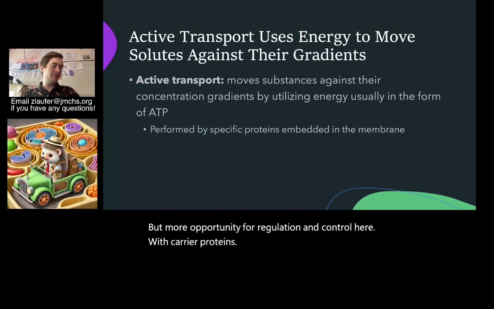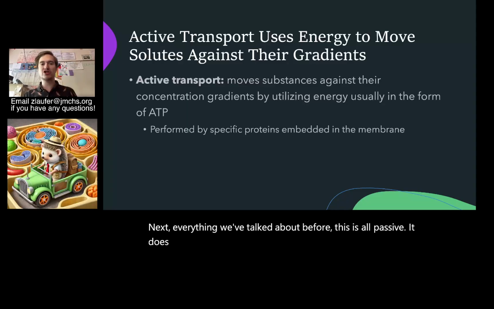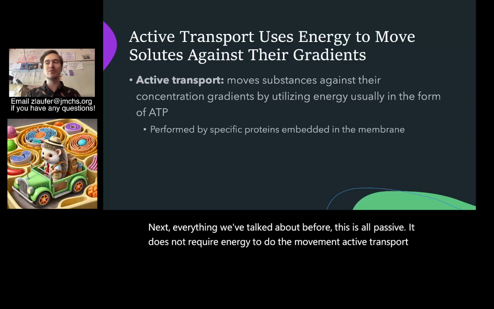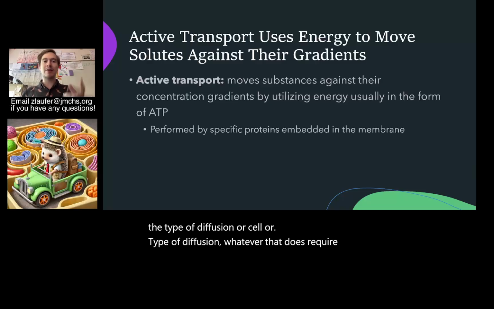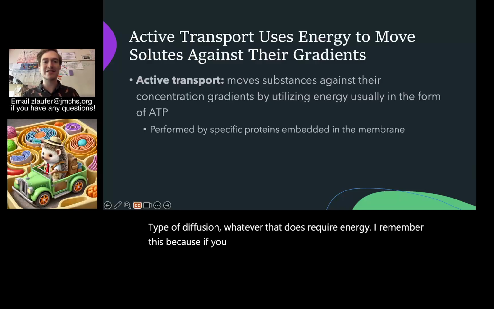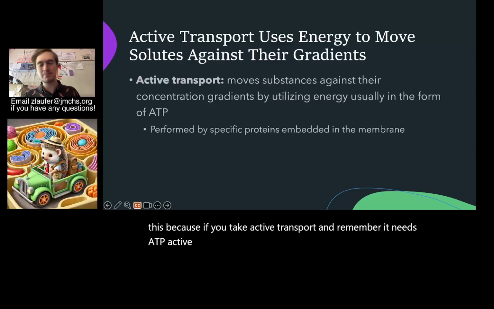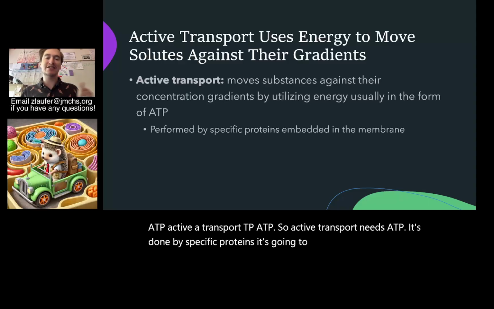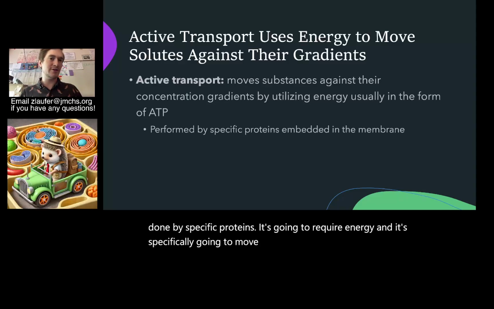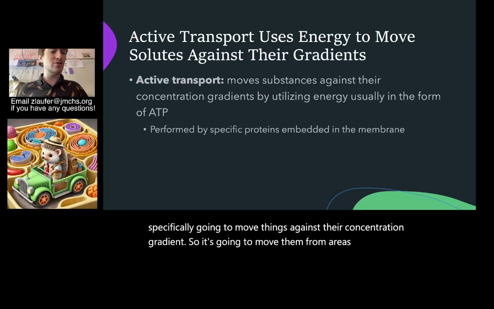Next, everything we've talked about before this is all passive. It does not require energy to do the movement. Active transport is the type of diffusion, whatever, that does require energy. I remember this because if you take active transport, remember it needs ATP: active A, transport TP, ATP. So active transport needs ATP. It's done by specific proteins. It requires energy, and it's specifically going to move things against their concentration gradient, from areas of low concentration to high concentration.